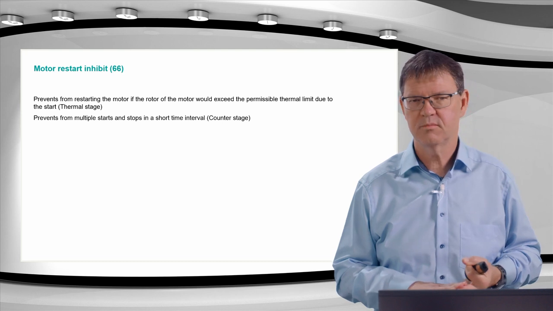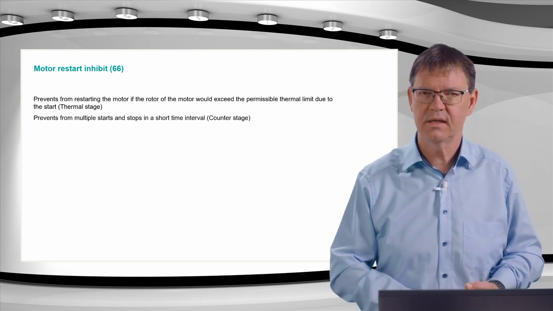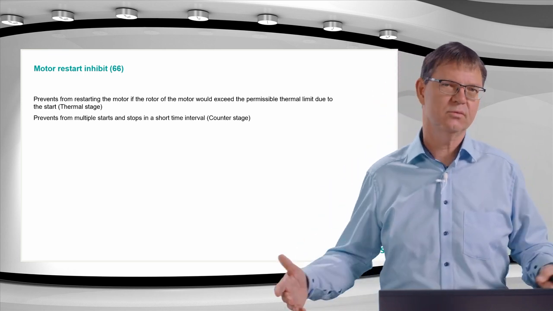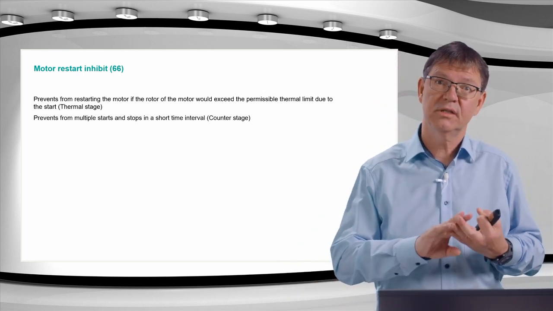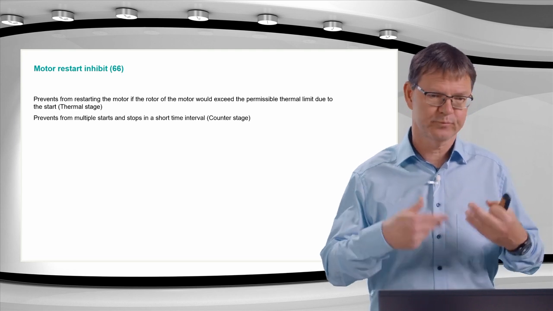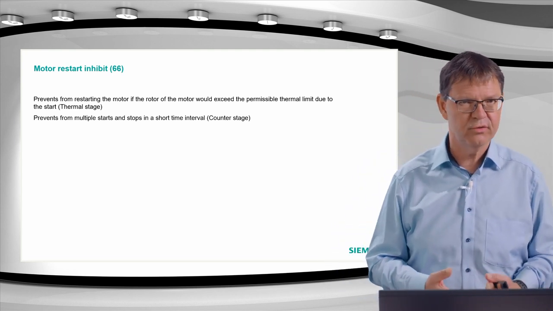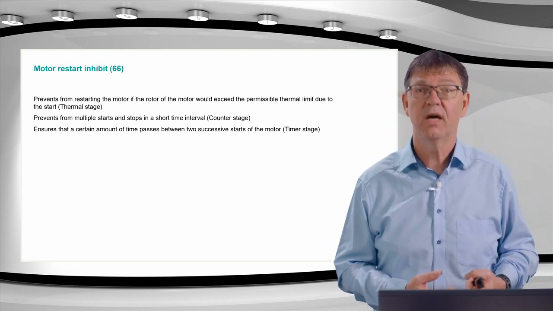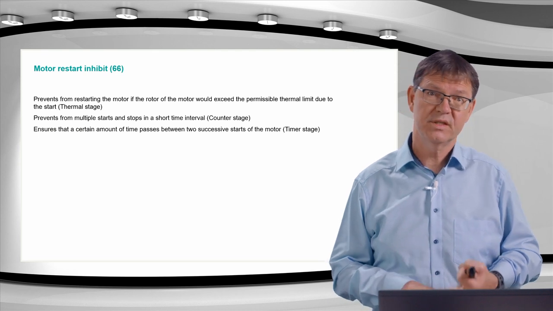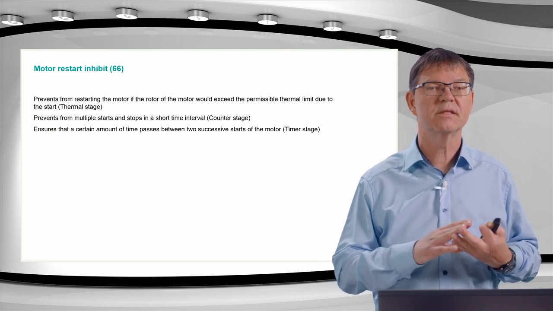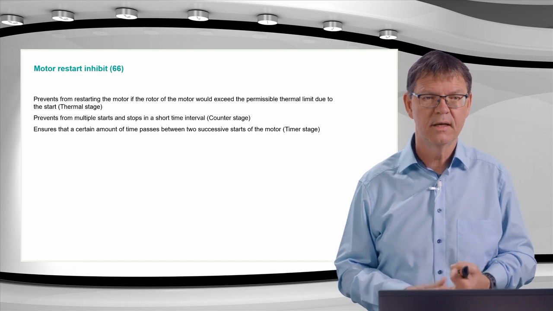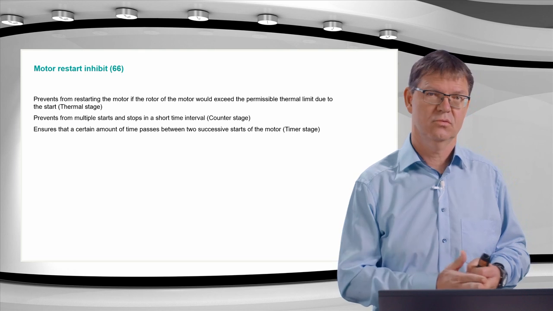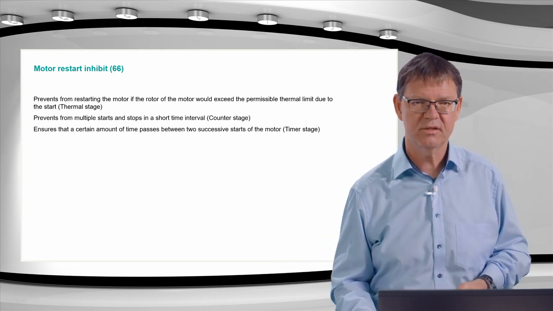Sometimes you get additional data from the motor manufacturer saying the motor can be started so and so many times in a certain time period, 2 times in 1 hour or something like that. If you have such data from the motor manufacturer, you can use this counter stage to describe this data. And finally, we have a timer stage. This is for when the motor data states that you should have a certain time between 2 successive starts of the motor, so a time in between 2 starts. This is a little bit different to the counter.